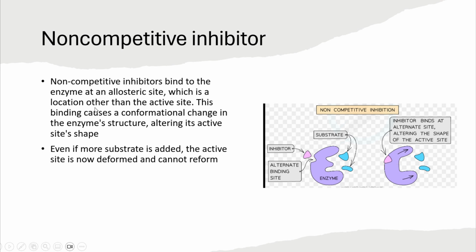So non-competitive inhibitors bind to the enzyme at the allosteric site, which is just a location other than the active site. This binding causes a conformational change in the enzyme structure, altering its active site's shape. Even if more substrate is added, the active site is now deformed and it cannot reform.